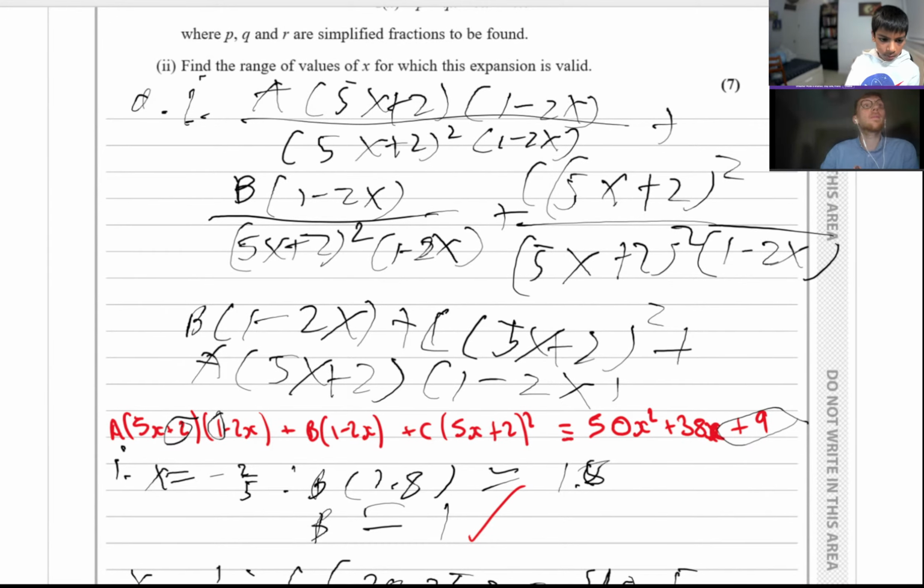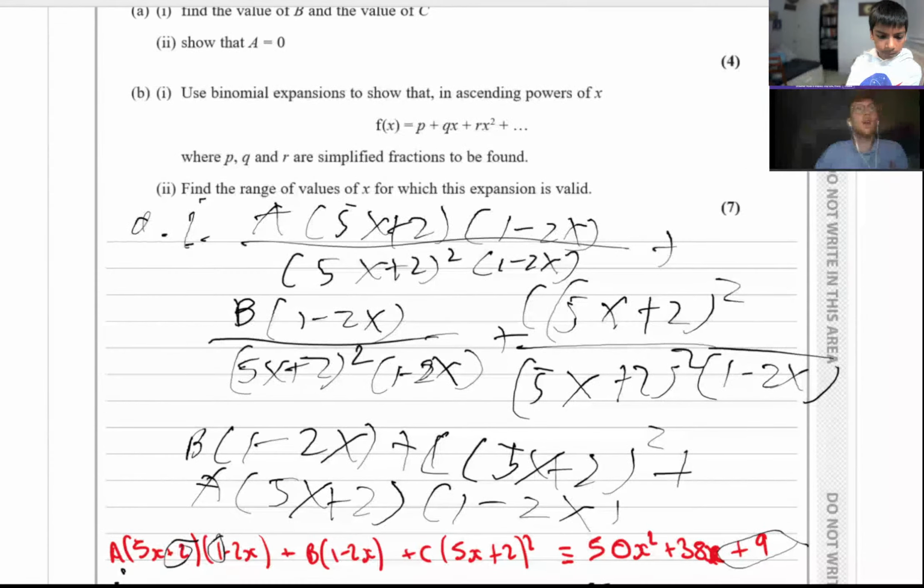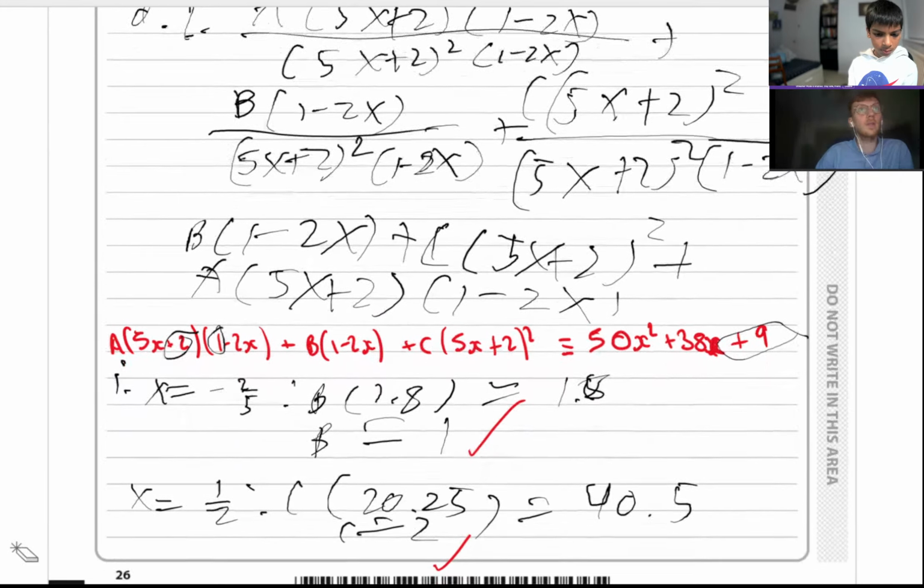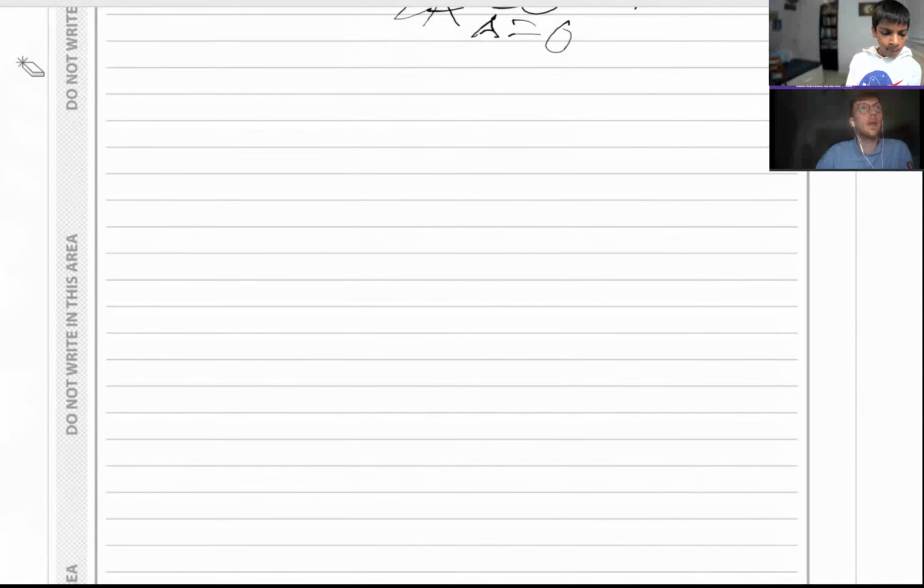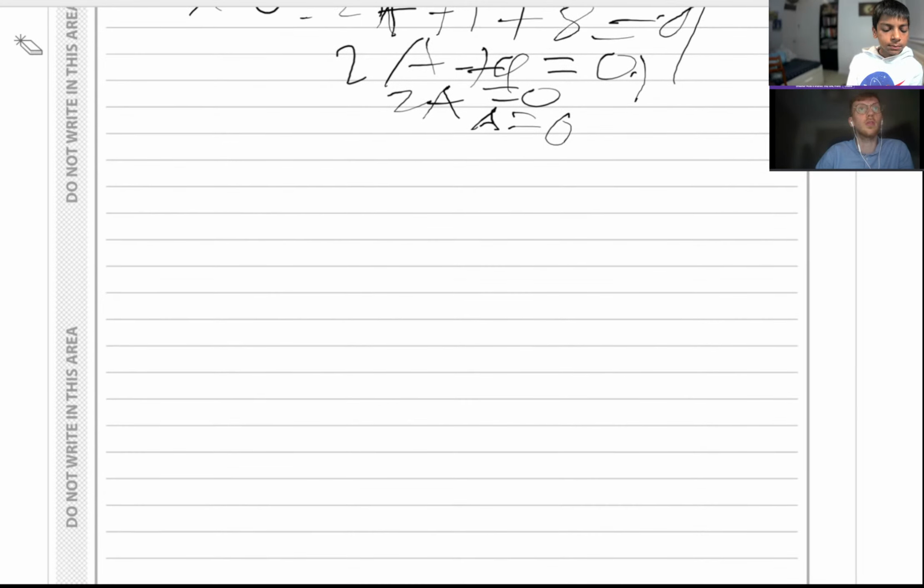Okay. Part B. So again, 2 parts to part B. Well, 7 marks in total, so quite a bit of working out here. Using binomial expansions to show that in ascending powers of x, our original function f of x is p plus qx plus rx squared plus ..., where p, q and r are simplified fractions to be found. We also want to find the values of x for which this expansion is valid.